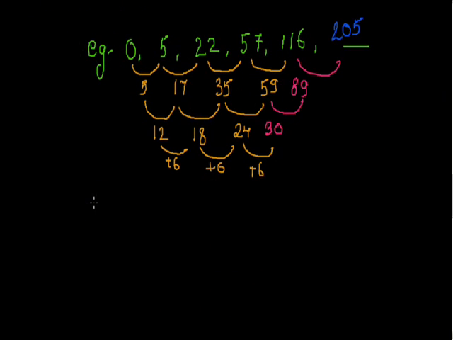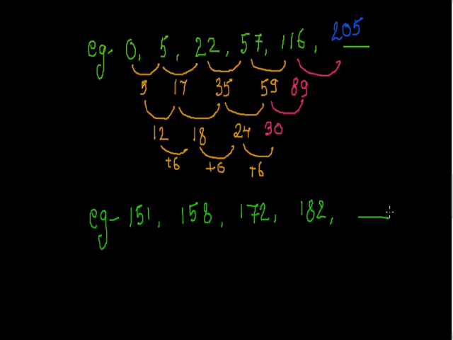Okay, now let us take one more example of a special kind of series. This is 151, 158, 172, 182, and again the next number is missing. You have to find the next number. Let us analyze this series.